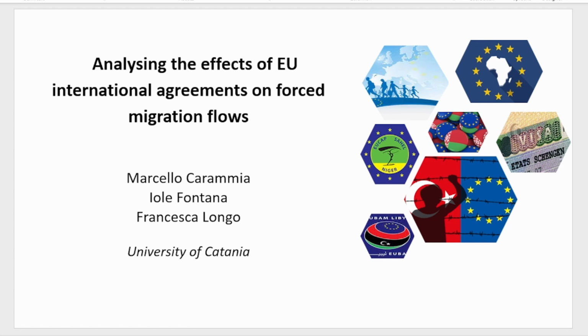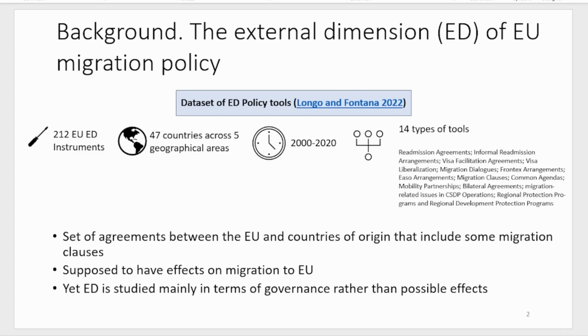It is a set of agreements that the European Union does with a number of countries of origin. It can be individual agreements entirely dedicated to migration, or it can be single migration clauses within agreements which have other contents. My colleagues have, in a separate project, mapped these agreements. Between 2000 and 2020, they found 2012 such instruments, so again, it can be an agreement, it can be a clause within an agreement, involving 47 countries in different continents.